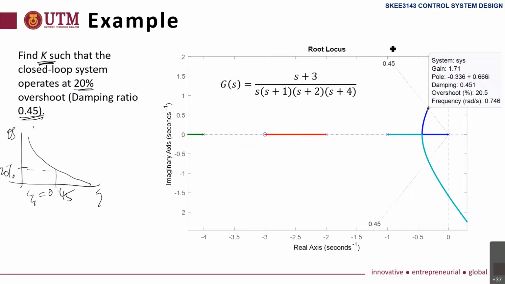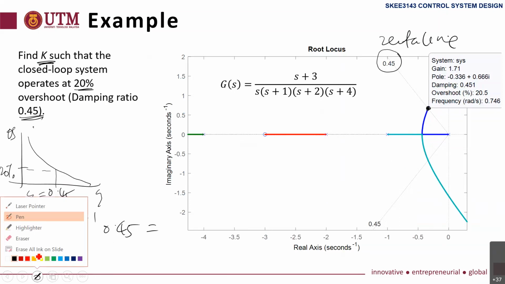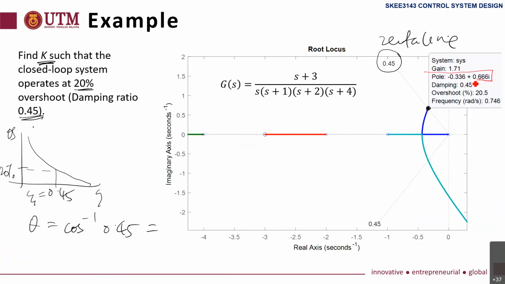Then we have to do the zeta line. This is the zeta line, 0.45. I'm not sure of the angle, you have to check. Theta is inverse cos 0.45. Then you need to draw the angle. Imagine this is your graph paper, you do the zeta line, you get this point. This point is given here: minus 0.336 plus j 0.661.